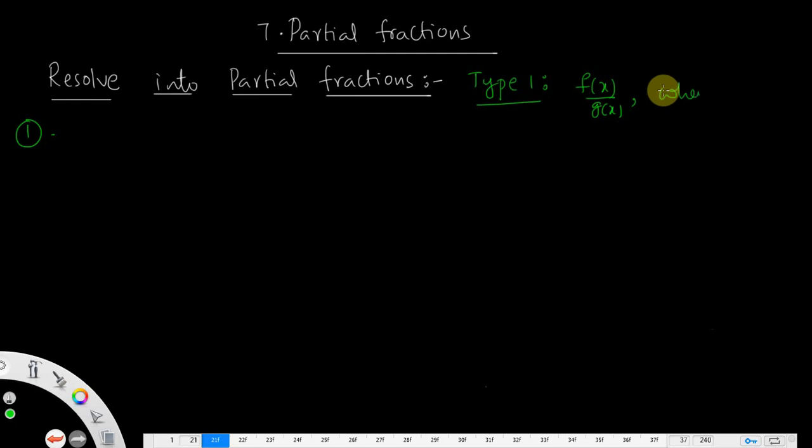f of x by g of x, when g of x contains non-repeated linear factors.